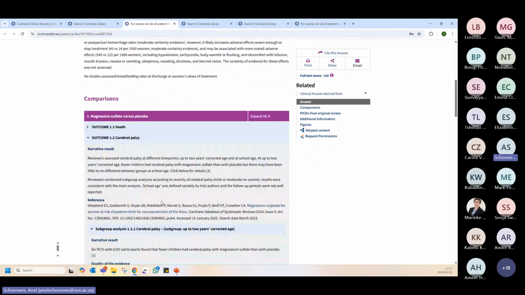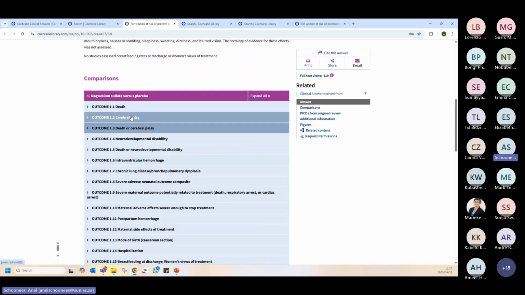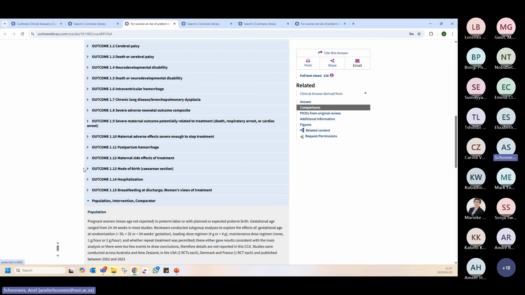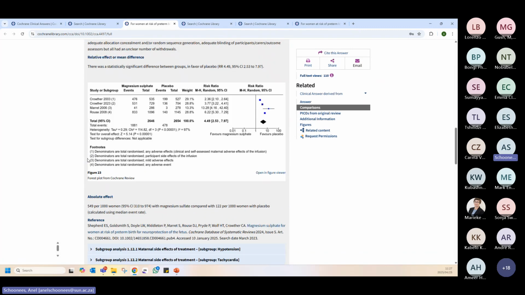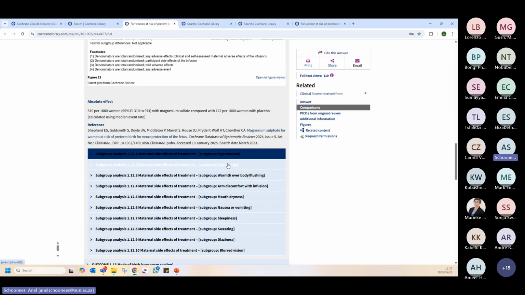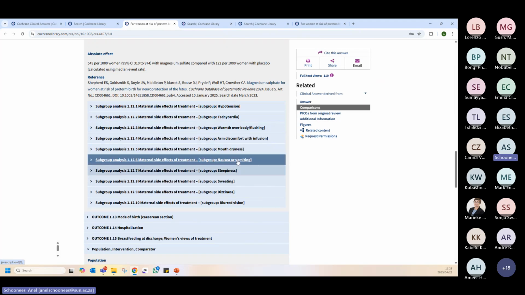And then, of course, like I said, when you make a decision in practice, it's not only one outcome that you're looking for, you're also looking at other outcomes. So we can have a look here at the maternal side effects. And you can go and read the detail with regards to those for different hypotension, tachycardia, mouth dryness, nausea, vomiting, all sorts of other ones.